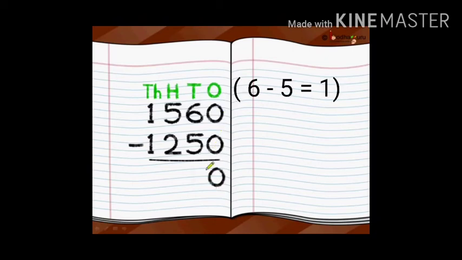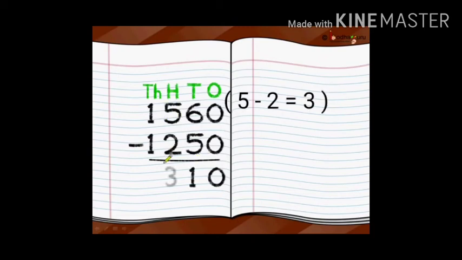Now 6 minus 5 is equal to 1. In the hundreds place, 5 minus 2 is equal to 3. Now in the new place, thousands, 1 minus 1 is equal to 0. Now you will write 0 in the thousands place below. So how many trees were left in the jungle? Only 310 trees were left in the jungle.